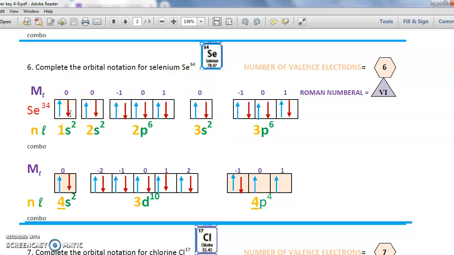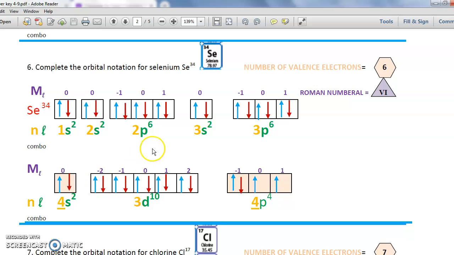First level holds 2, we fill it up according to Aufbau. Second level holds 8. Second level has an s and a p. We put 2 in the 2s, 6 total in the 2p, 2 in each orbital. Second level's full. Third level we move on to 2 in the 3s, 6 in the 3p.